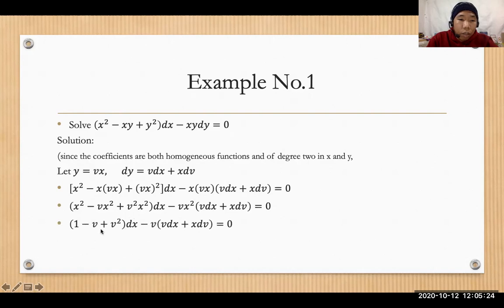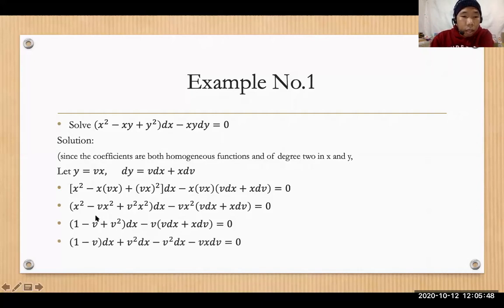So the resulting equation is (1 minus v plus v squared) dx minus v times the sum v dx plus x dv. Now, I said earlier that by doing this transformation, it will lead us to a separable differential equation. So first we ought to arrange this equation. So we distribute dx in each term. So 1 minus v times dx, the second term here will become v squared dx.